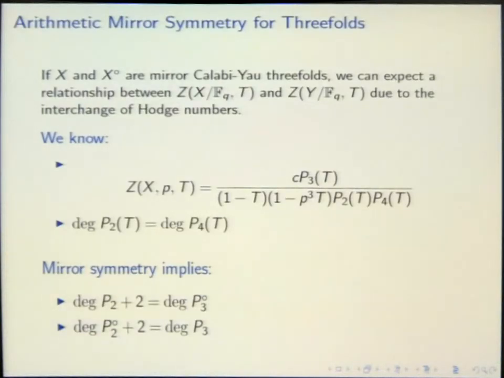Now, we can take this back to what we know about zeta functions. If we've got mirror Calabi-Yau threefolds, they've got this interchange of Hodge numbers. Of course, Hodge numbers relate to the Betti numbers by just adding across the rows. And so it must be true that the degrees of the polynomials in the numerator on one side have something to do with the degrees of the polynomials in the denominator on the other side, and vice versa. So given any mirror Calabi-Yau threefold construction, you can make some kind of prediction about what the zeta function is going to look like on the other side.